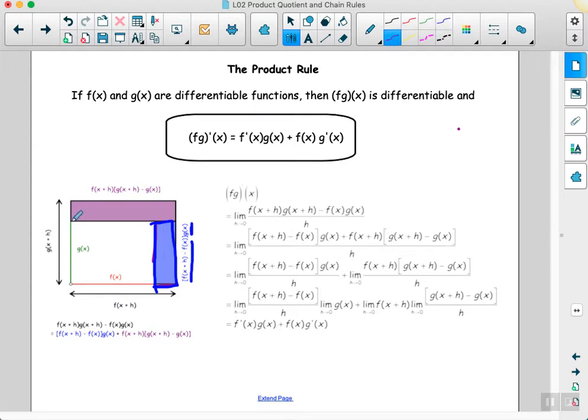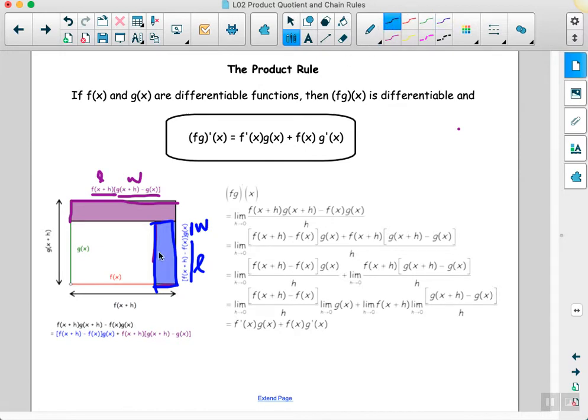And now let's take a look at this purple rectangle. This dimension here is simply going to be f at x plus h. Now we're going to take a look at this dimension. What's this dimension? It should be g at x plus h minus g at x. And so to find the area, we're going to multiply that length by this width, just as we did here. Multiply length by a width.